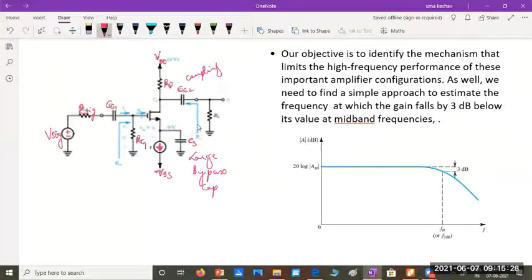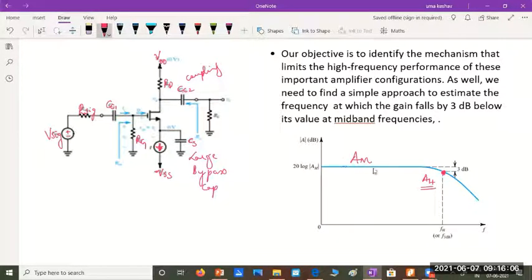Also, we need to find a simple approach to estimate the frequency at which the gain falls 3 dB below its mid-band range. So first, our approach will be to find AM, the mid-band gain, and then find the gain at the point where it is 3 dB less than the mid-band gain. I'll call that the high frequency gain AH.